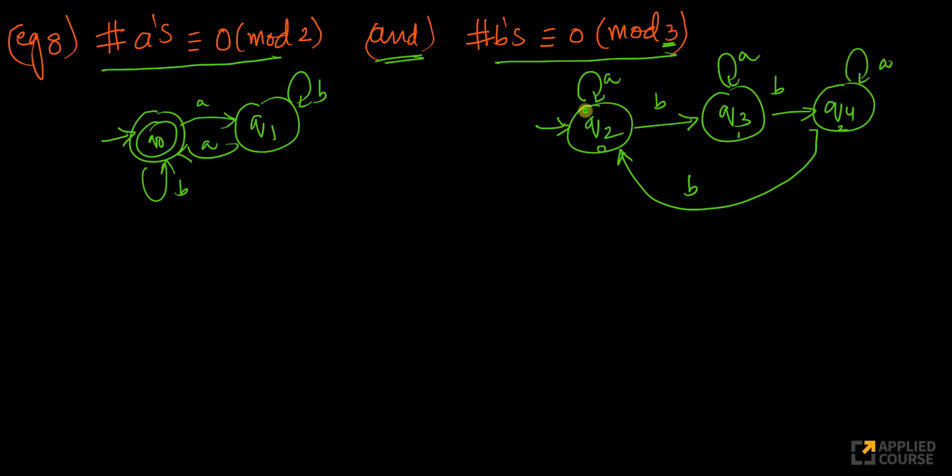And of course, what is my final state here? My final state is Q2. Now I want AND of both of them. So let's start constructing it.